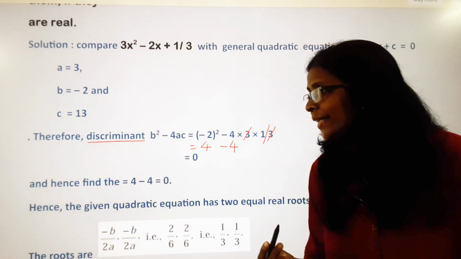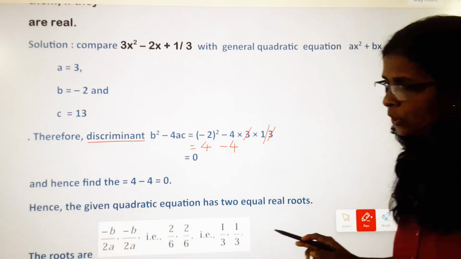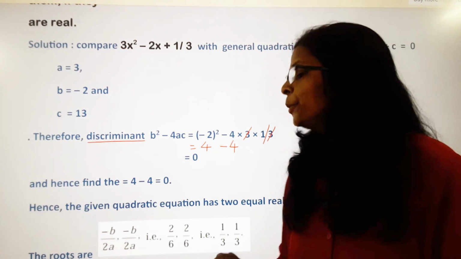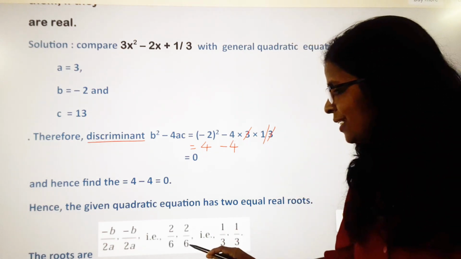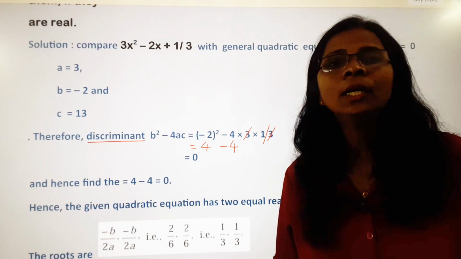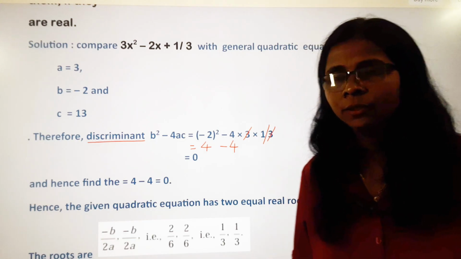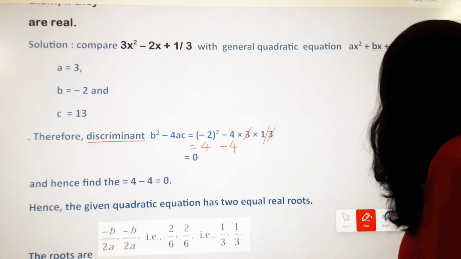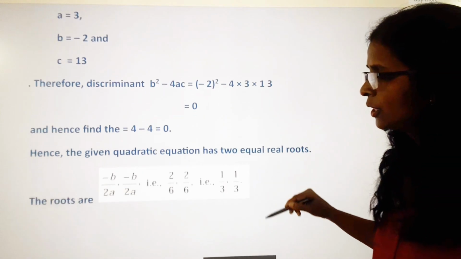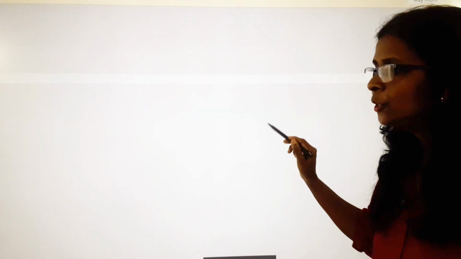That means we can say that the given quadratic equation has two equal real roots, and the roots are 2 upon 6 and 2 upon 6. In simplified form, it will be 1 upon 3 and 1 upon 3. The two roots are equal. This way we can find out the nature of the roots, and identify whether the roots are real or equal.